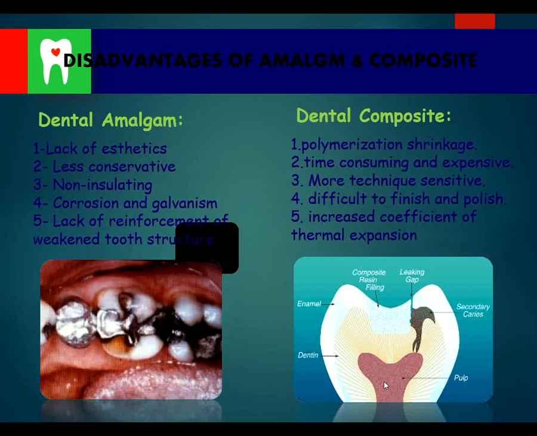If we compare the disadvantages of both amalgam and composite restoration, amalgam restoration has lack of aesthetics. Amalgam restoration is less conservative, non-insulating, with corrosion and galvanism, and lack of reinforcement of weakened tooth structure.